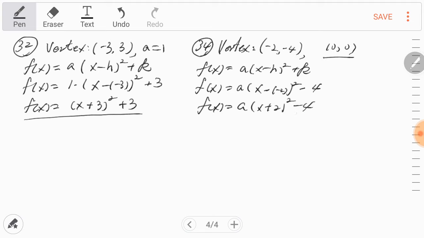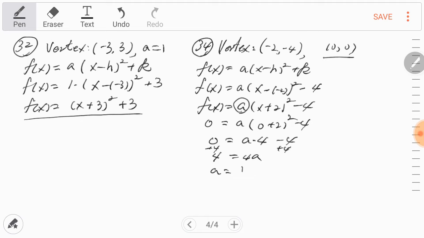And then we got to find a. So why don't we plug in 0 and 0 for x and y? So y equals 0, x equals 0. Then 0 is equal to a times what? 2 squared is 4 minus 4. So move negative 4, so plus 4 each side. Then 4 equals 4a. So a equals finally 1. So our equation is what? F of x equals 1 times, so we don't have to write 1, x plus 2 squared minus 4.